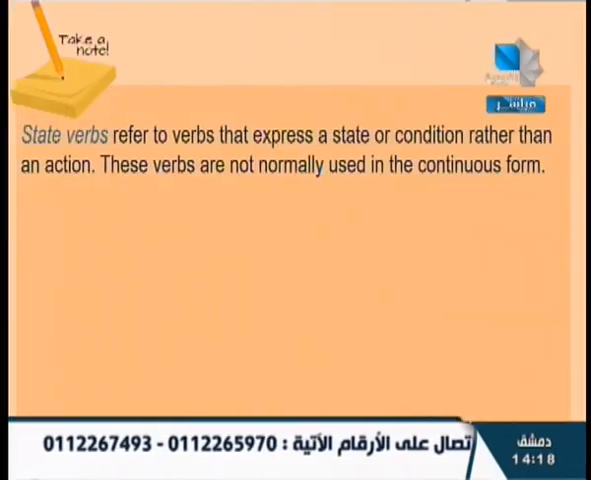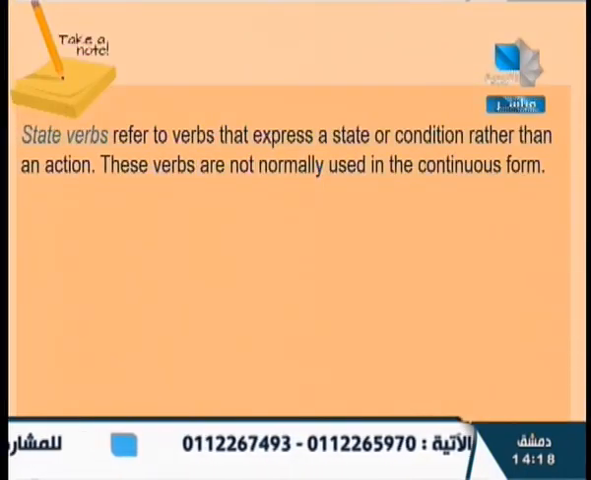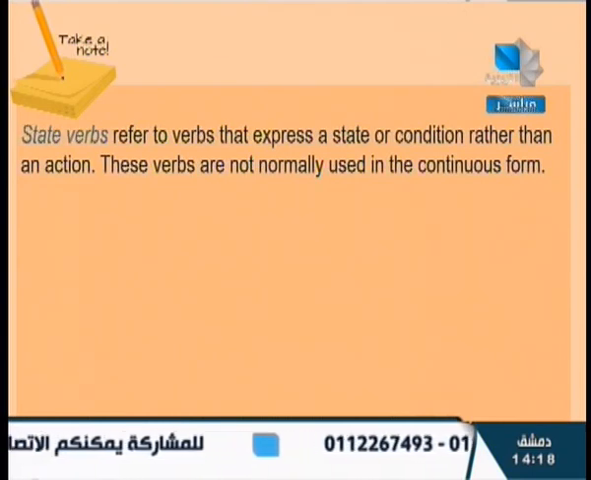But we have to take a note about the state verbs. The state verbs refer to verbs that express a state or condition rather than an action. And these verbs are not normally used in the continuous form. So we cannot use state verbs in progressive or continuous forms.